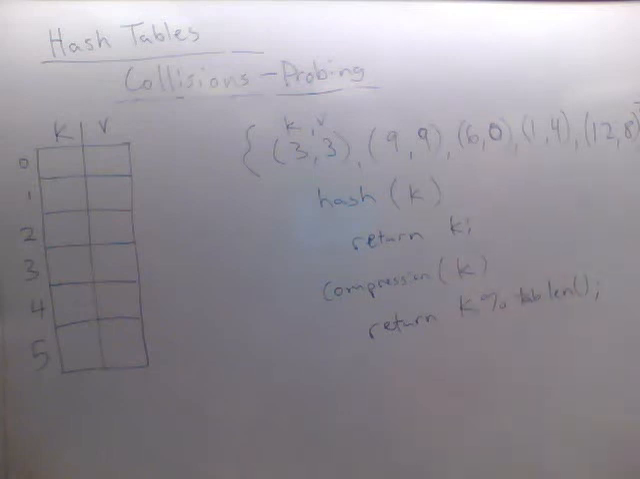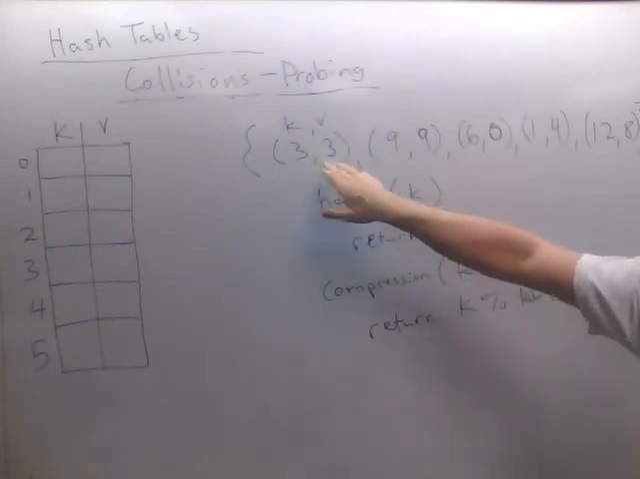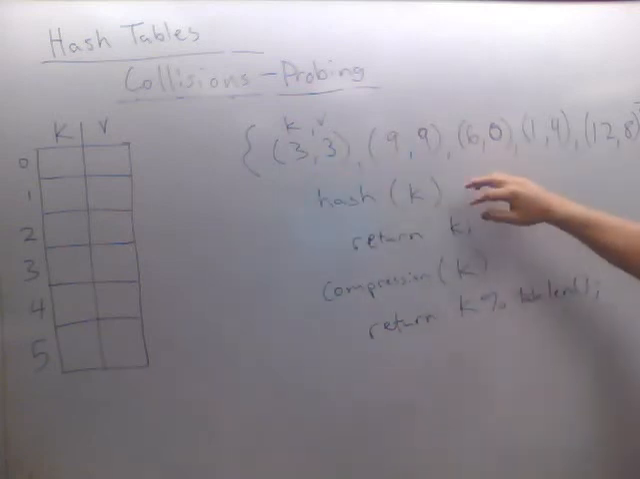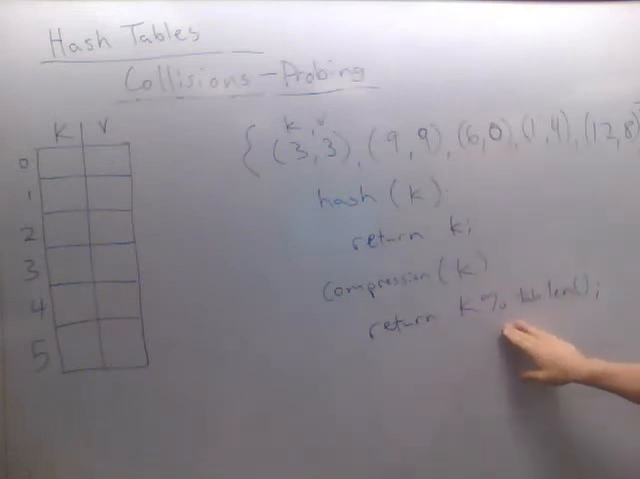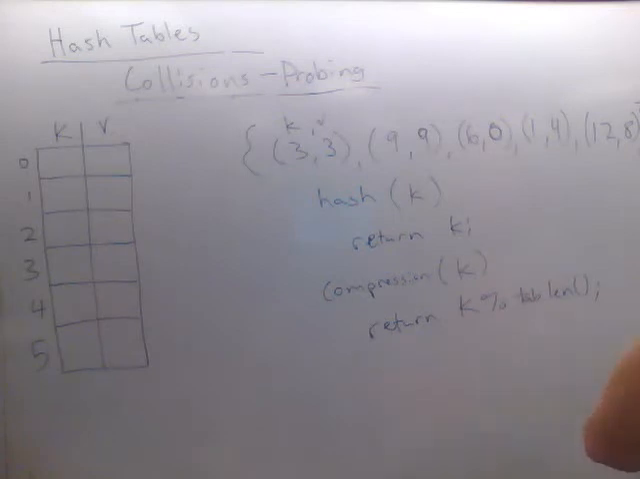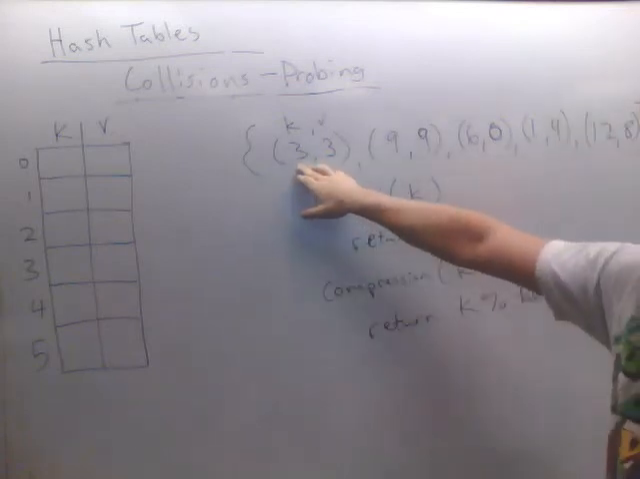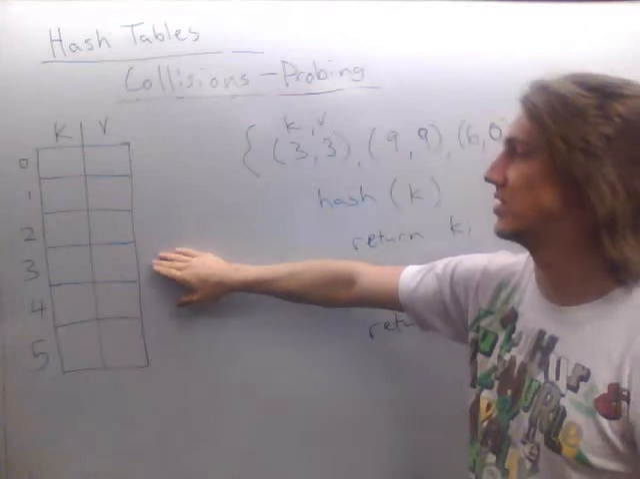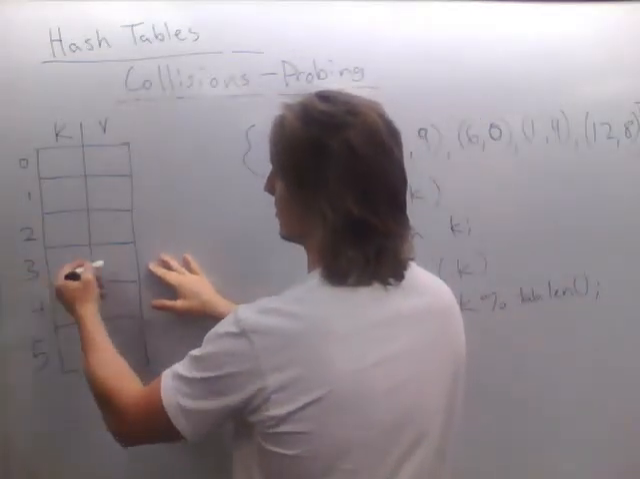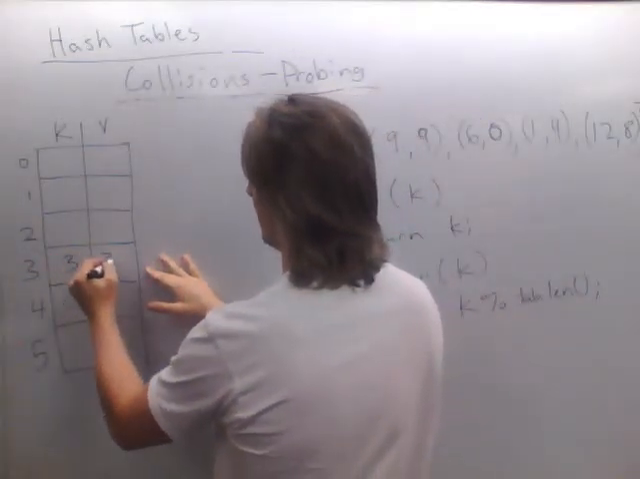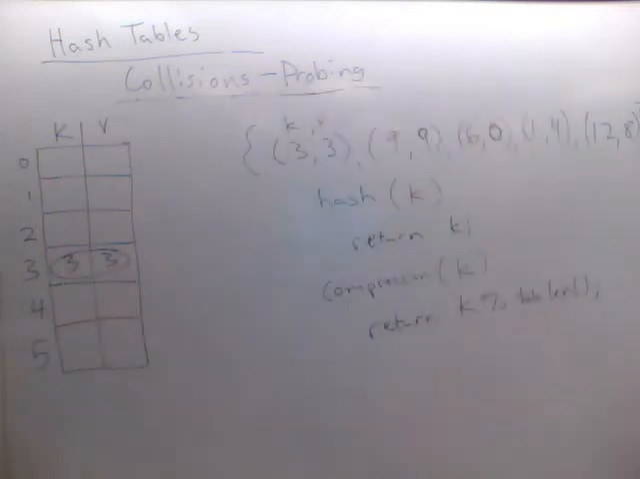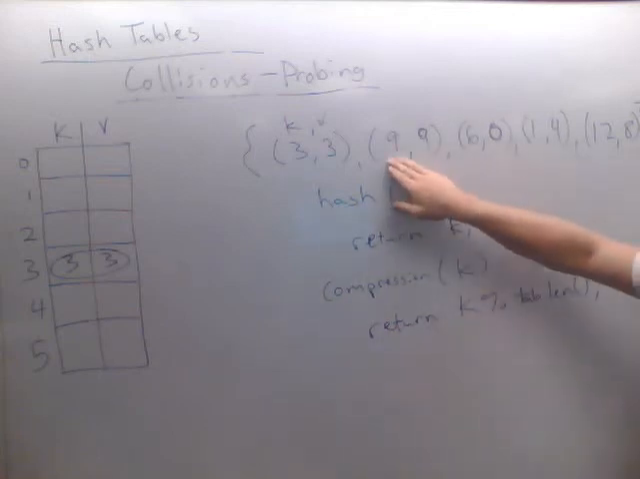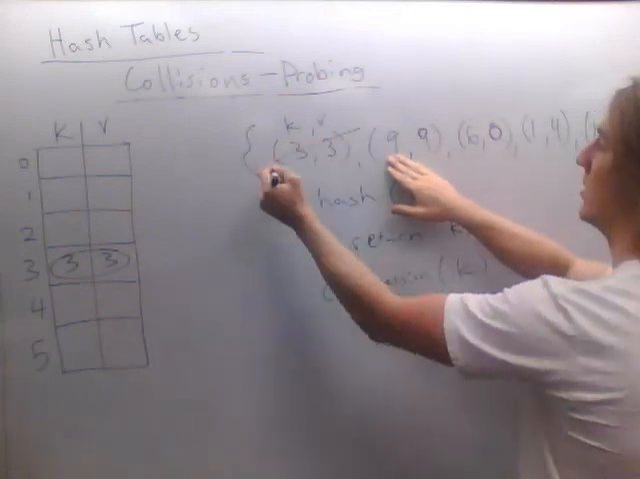So if we insert our first key value pair, 3 and 3, we pass 3 in here, that gets returned. What is 3 mod 6? That's 3. So our key value pair, we're going to insert into this third index in our hash table. So 3, 3, that's a key value pair. So let's now insert the next element.